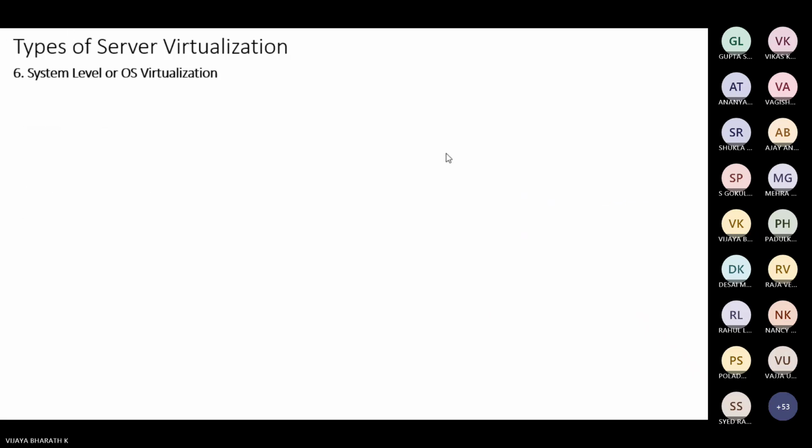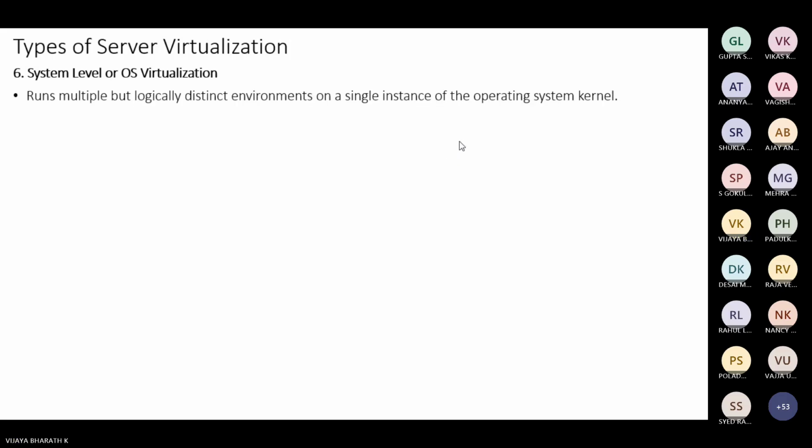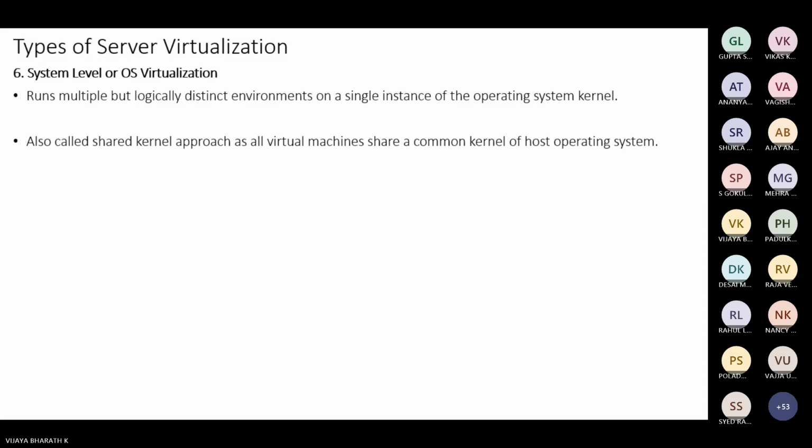Okay. Next is system level or OS virtualization. This runs multiple logically distinct environments on a single instance, let's say of the OS kernel. It is also called a shared kernel approach. So the virtual machines will share the common kernel of the host operating system.